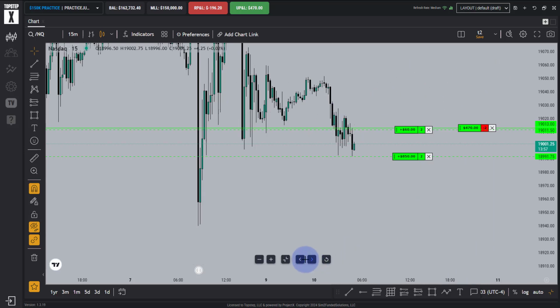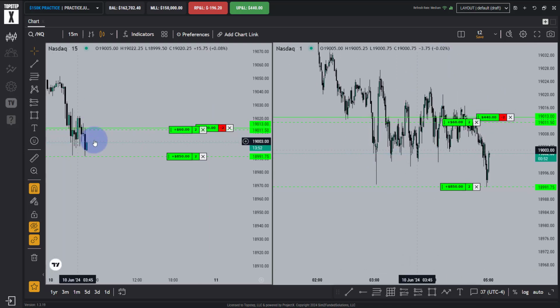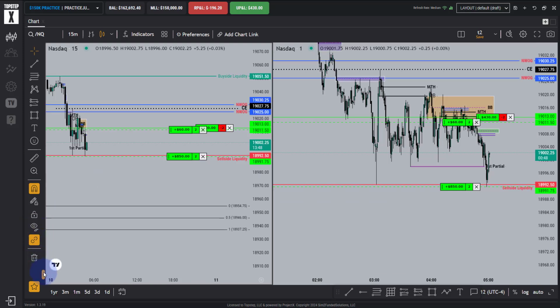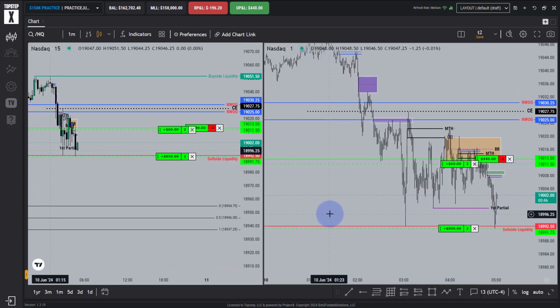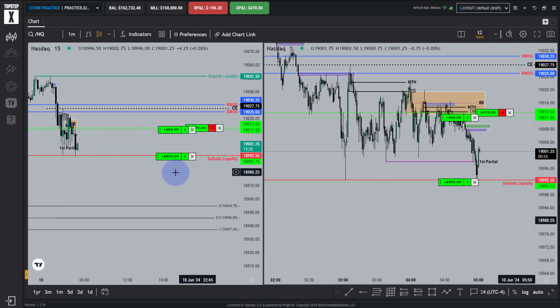I would love to use this 1-minute chart instead of this 15-minute chart. First, let me show you every level I have marked over here. So this is the new week opening gap, Friday close, Sunday open, and the consequent encroachment of the new week opening gap. Here, this is my sell side liquidity.